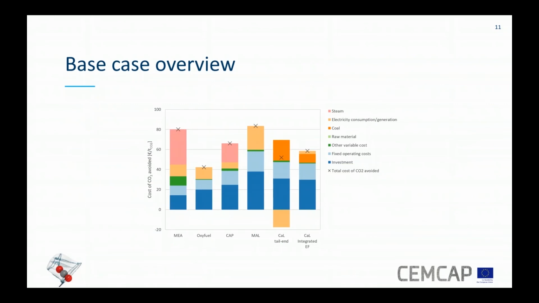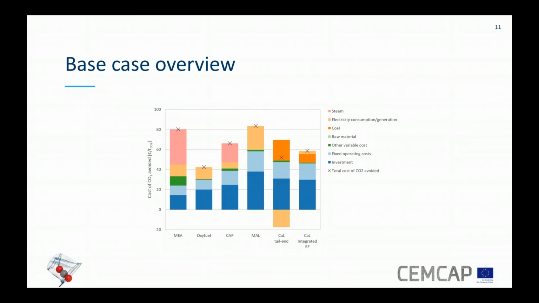To summarize the main results from our assessment, the cost of CO2 avoided for all the technologies in the base case is shown in this figure, and broken down into the different bits that make up the total cost. And we saw that the cost of CO2 avoided lies between 42 euros per ton CO2, which was for the Oxyfuel process, and that is approximately half the cost that we got from the reference technology MEA. And then up to 84 euros per ton CO2, which is in the membrane-assisted liquefaction process, and that is on the same level as the reference technology.